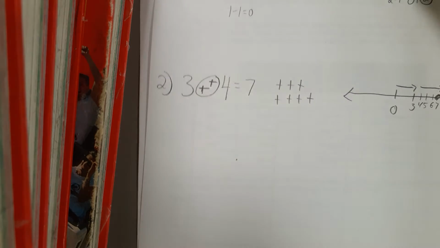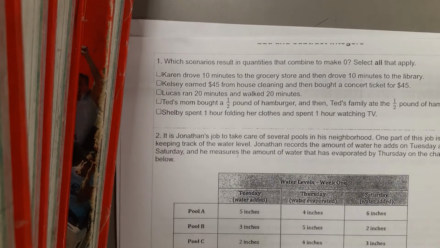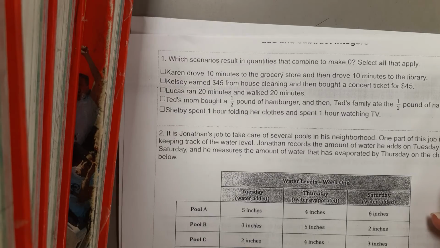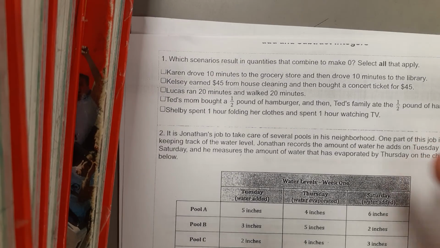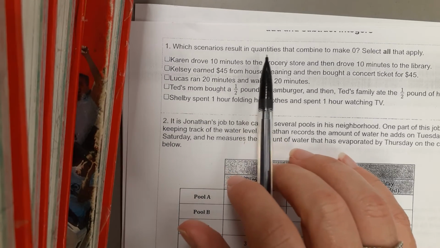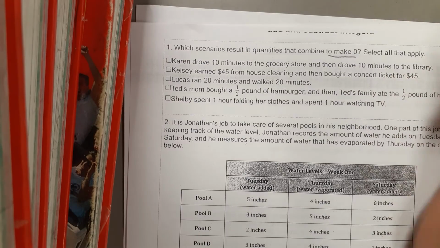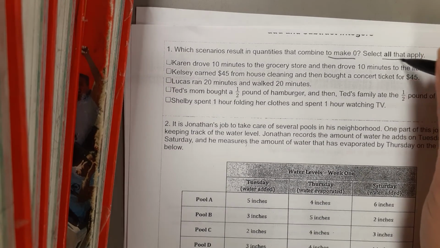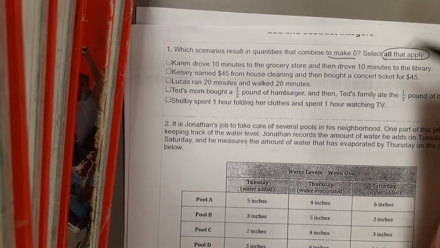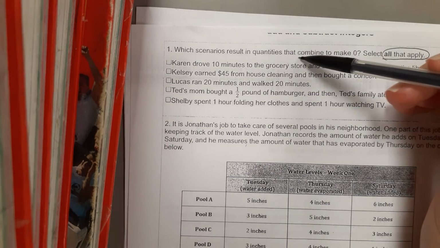Okay, so let's go to this next sheet. Today we're going to work on problem solving. So all of these word problems on this sheet are going to challenge you to think about positive and negative numbers, okay? So which scenarios result in quantities that combine to make 0? Select all that apply. So anytime it says that, you know that you're going to have more than one answer. So we need to make 0.